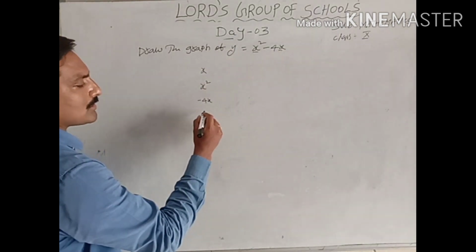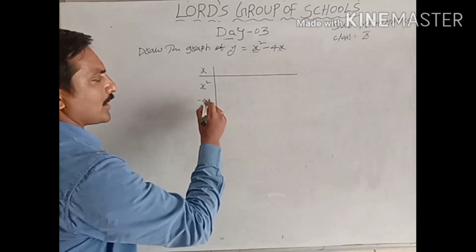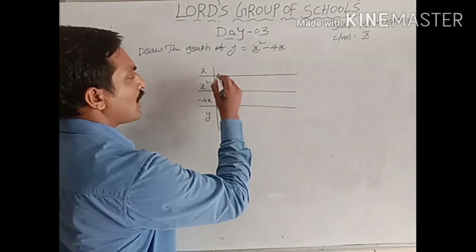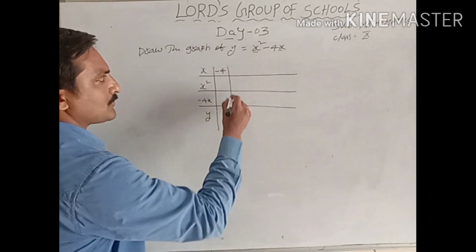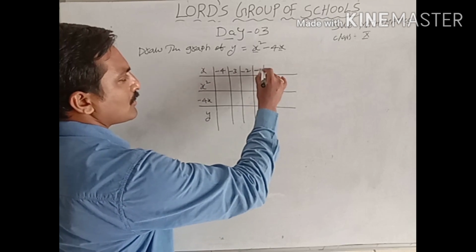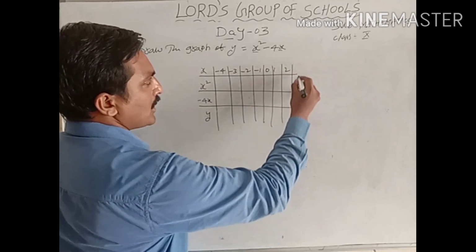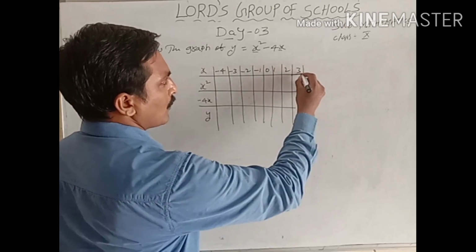Next, the total result will be y. Now, what I said: for x, in this type of polynomials, you have to take values from minus 4 onwards. Minus 4, minus 3, minus 2, minus 1, 0, 1, 2, 3, 4.